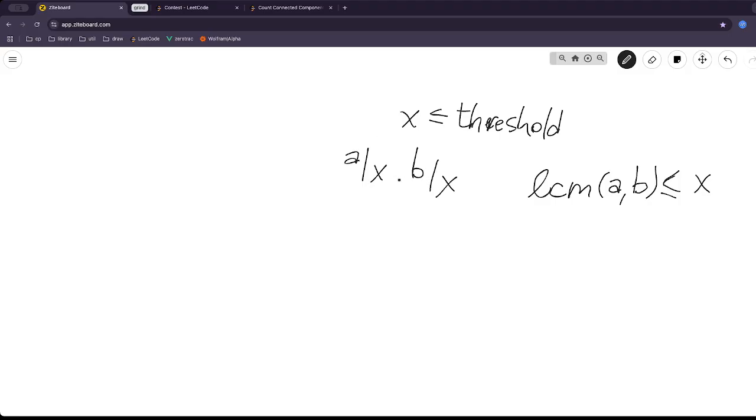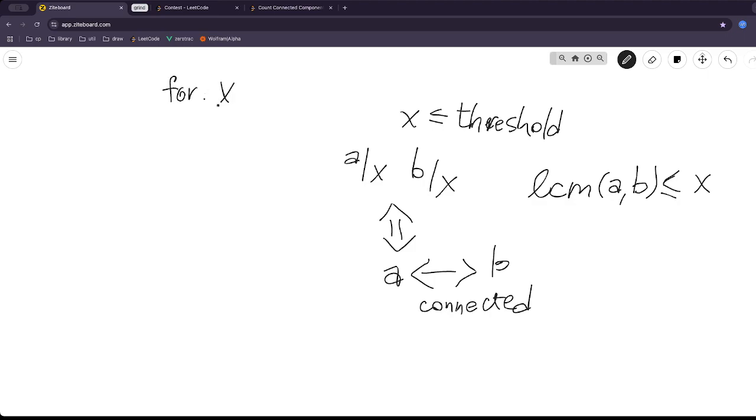So that means that if this is true, A and B are connected in our graph. Connected, right? Because we chose x to be less than or equal to the threshold, and we have two numbers that divide x, so their LCM has to be less than or equal to x, and therefore it is less than or equal to the threshold, which is the condition for connectedness, right? So this is very interesting, because now if we went over all the x's, so x in range from 1 to the threshold plus 1.